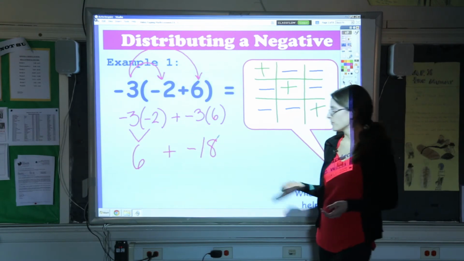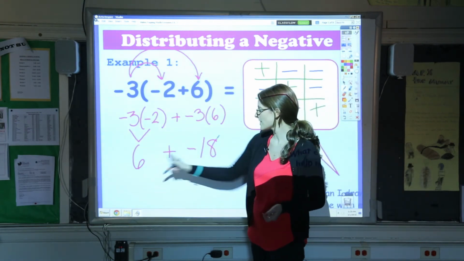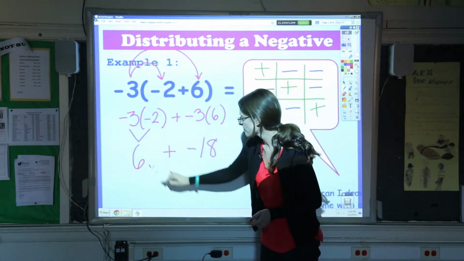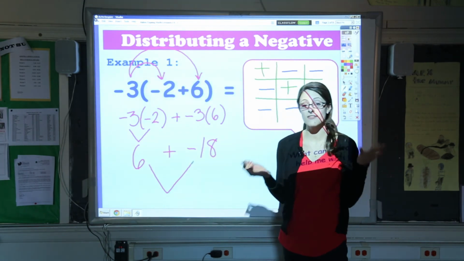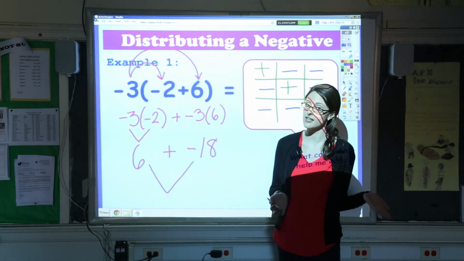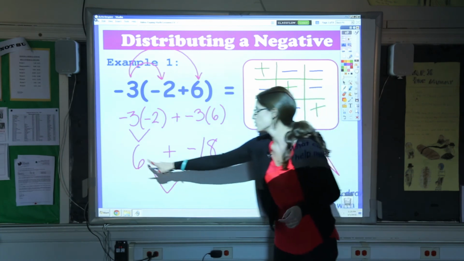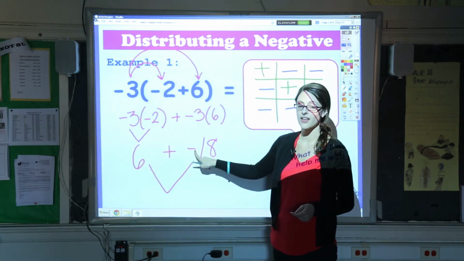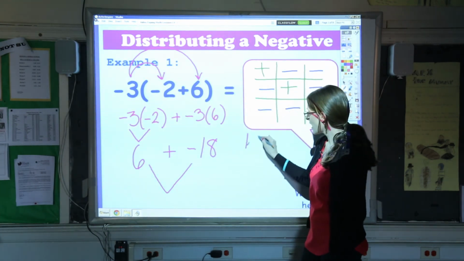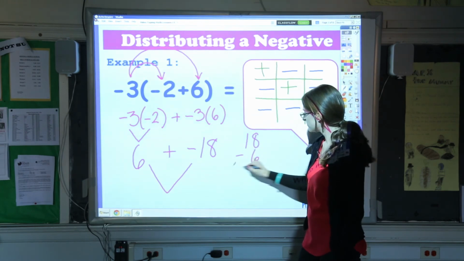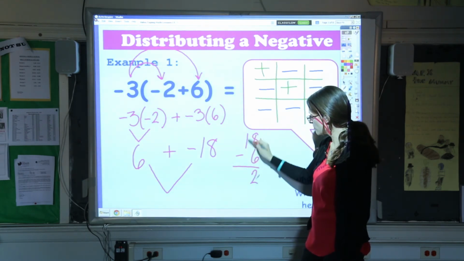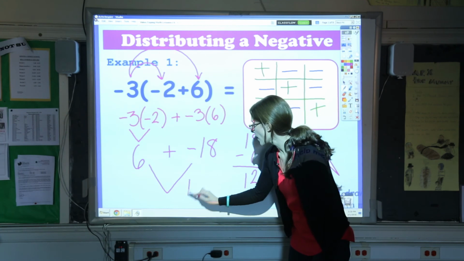Okay, we're almost done. We have two like terms here. We have a 6 and a -18. Well, take your time here. Do we have the same signs? Then we can find the sum. Well, I see we have two different signs, so we're going to find the difference. On the side, you could do 18 minus 6. 8 minus 6 is 2, bring down the 1, and we have 12.